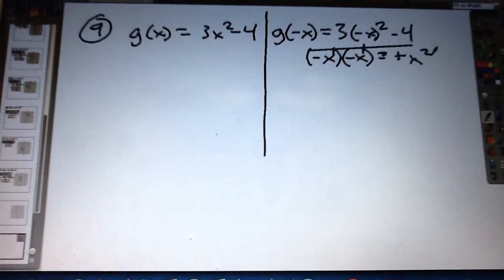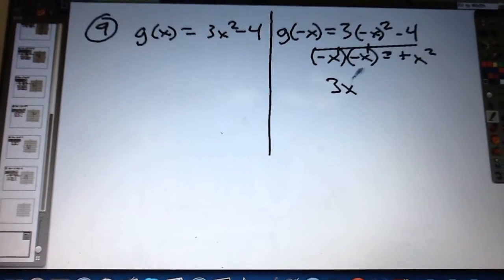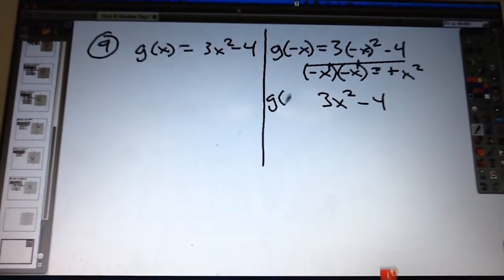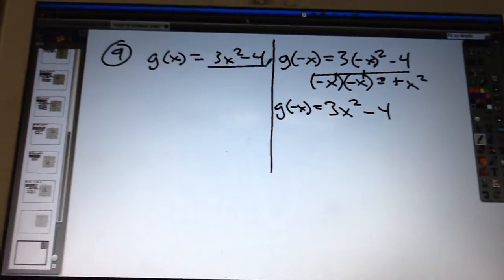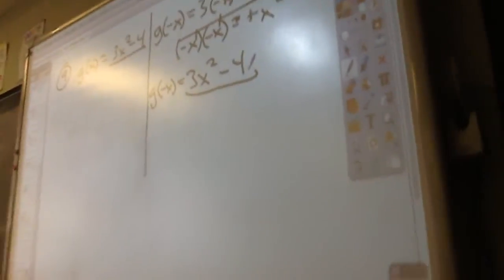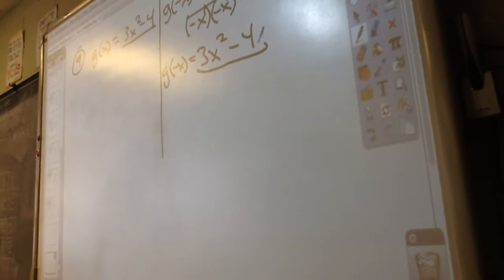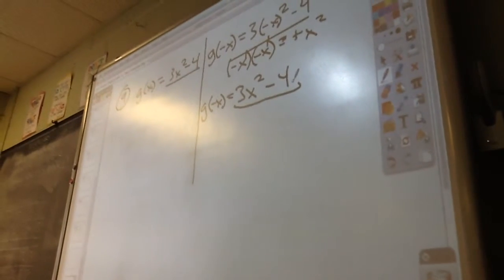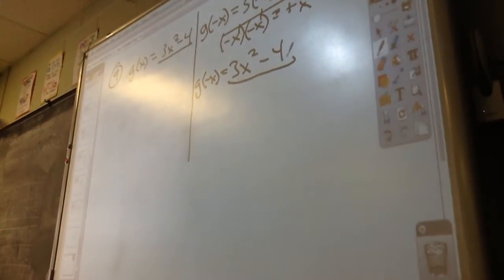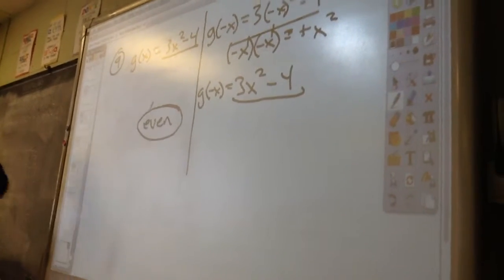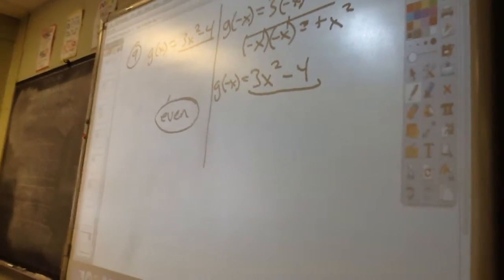So that means this really simplifies to be 3x squared minus 4. Compare this to this. What's true about those two things? They are exactly the same. Does anybody remember what that means? Even. Good, y'all. Very good. I'm impressed. Even. Okay? Number 10.